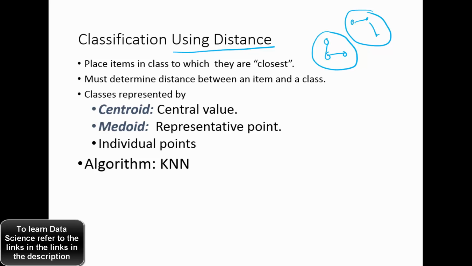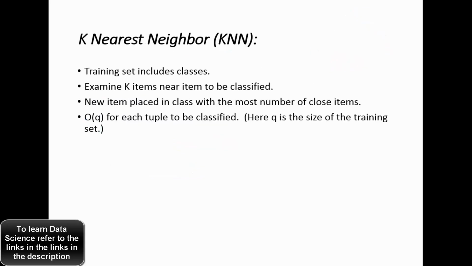Of course there are variations of it, which are going to be more complicated, but the simplest way would be pretty much the same as what we have done here. So classes could be represented by centroids, or what we call the central value, or medoids, which represent a particular group as a representative, or by individual points. We'll take the k nearest neighbor algorithm to understand this. K nearest neighbor is just one algorithm which is also used for classification purposes.